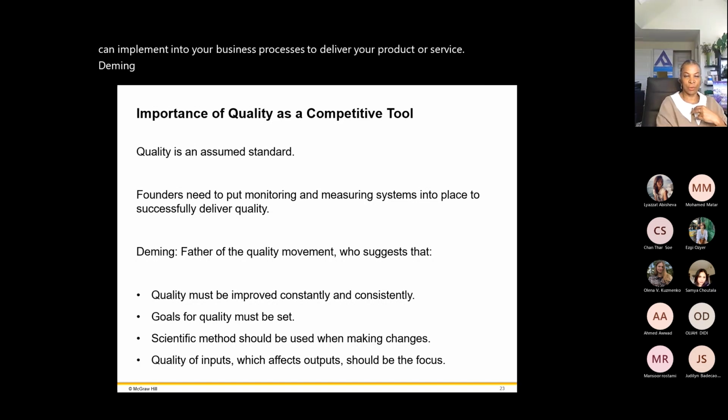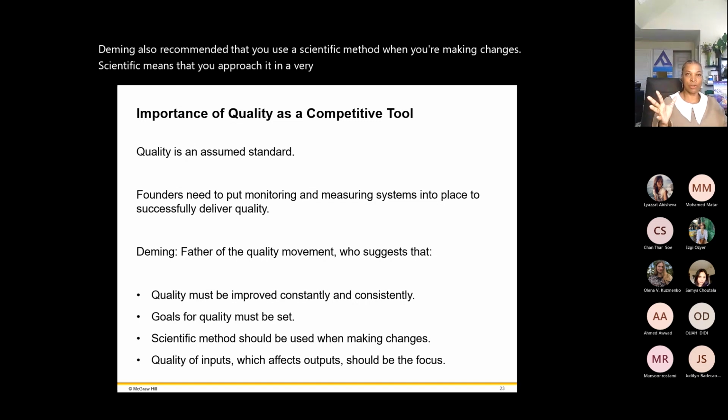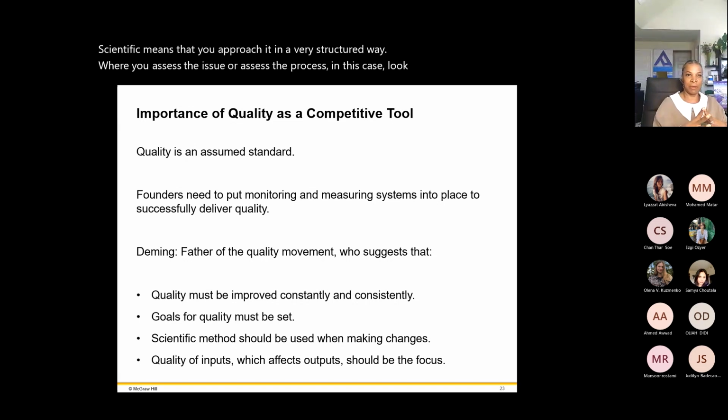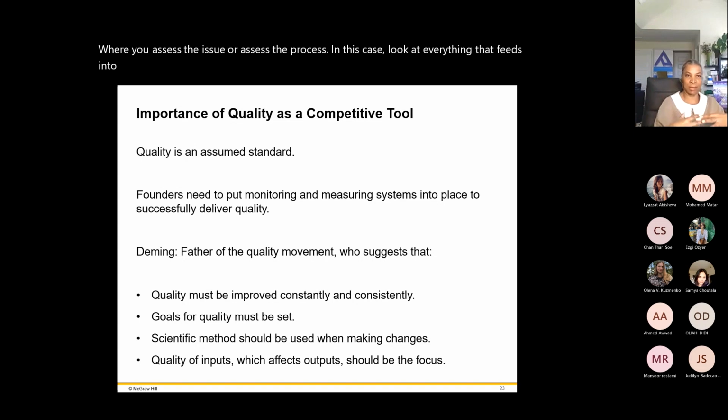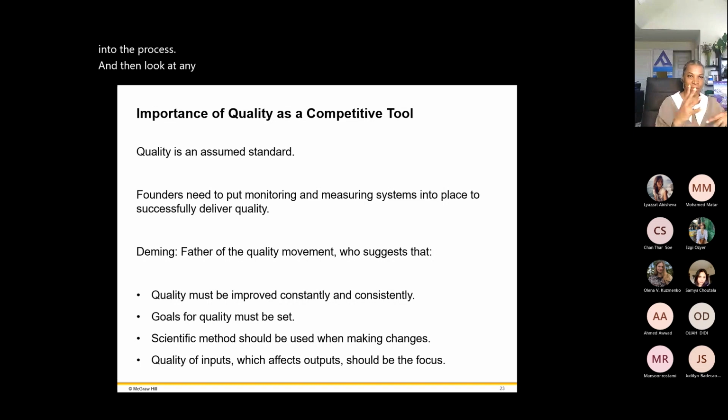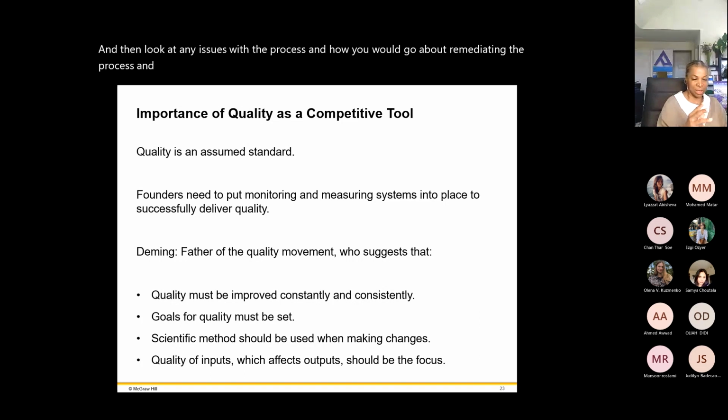Deming also recommended that you use a scientific method when you're making changes. Scientific means that you approach it in a very structured way where you assess the issue or assess the process, in this case, look at everything that feeds into the process, and then look at any issues with the process and how you would go about remediating the process and how you build the solution now into the new process. So it's a very scientific approach that you use.